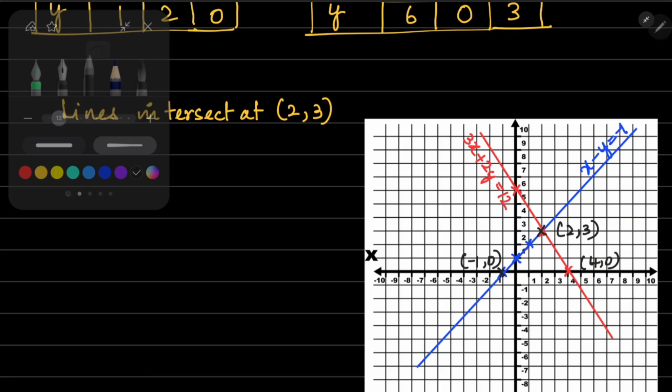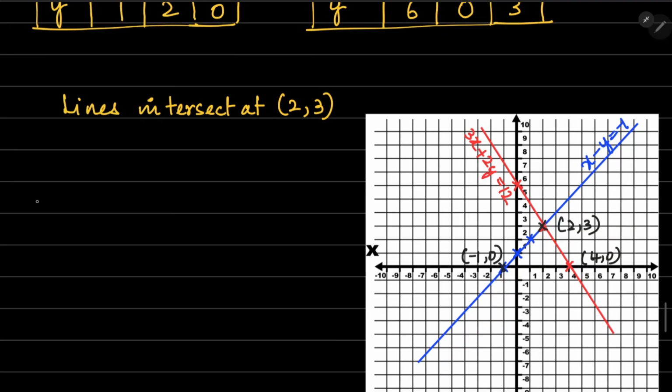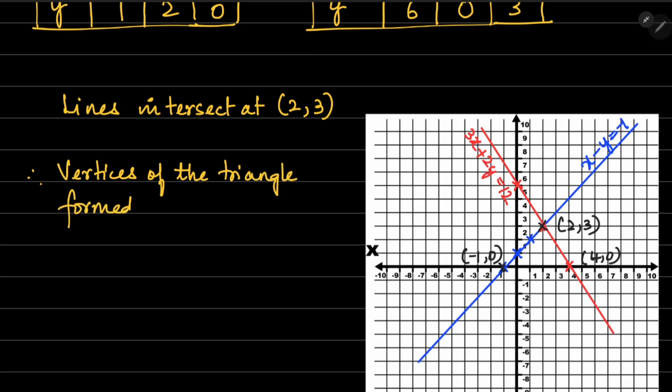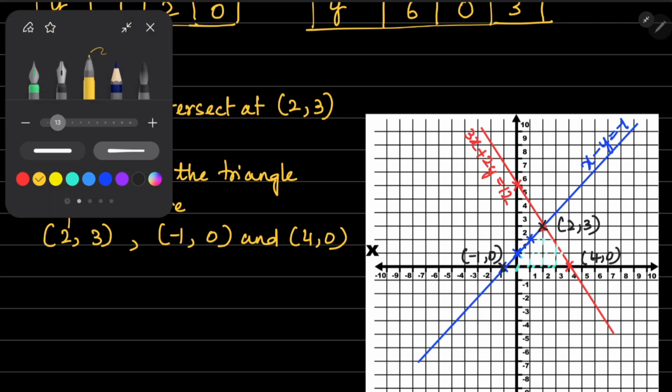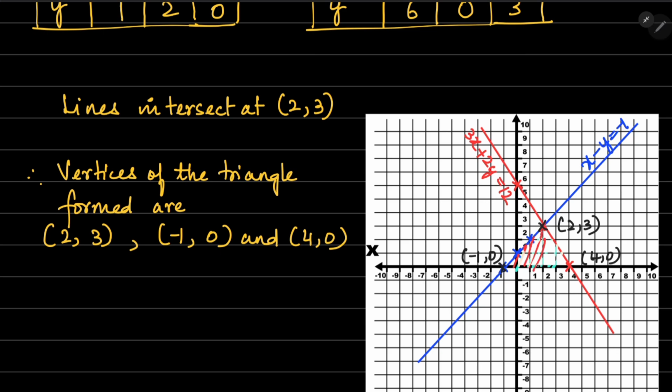Is it clear? So you can write down the vertices of the triangle. So write down, therefore, the vertices of the triangle formed are 2 comma 3, minus 1 comma 0, and the third point is 4 comma 0. Okay, and you have to shade it. You can probably use a good color and shade these. Can you see this? So this is the triangle which is formed. You have to shade that triangle.